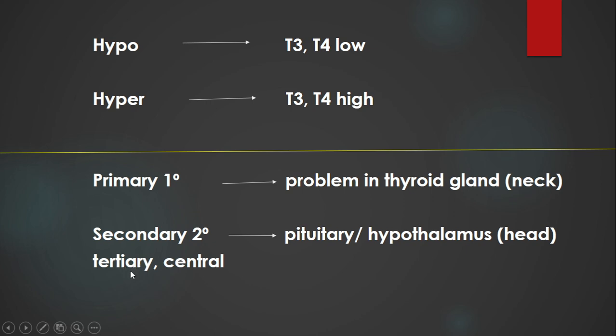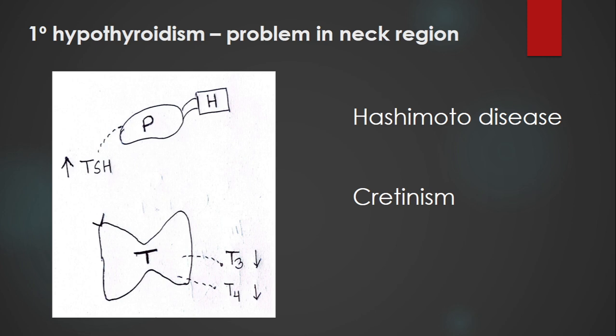And also the tertiary term is used when there is problem especially in the hypothalamus. Okay, so you should understand this term to understand the disease. Let's come to the disease. So first one is primary hypothyroidism. Let's go by the name.